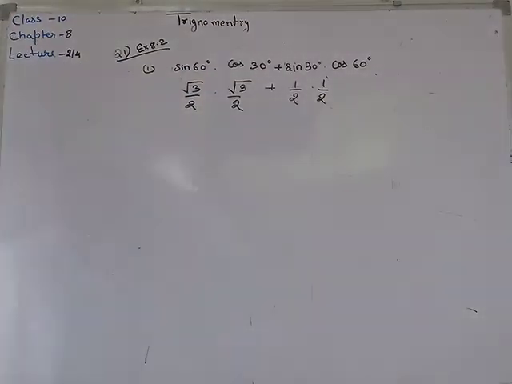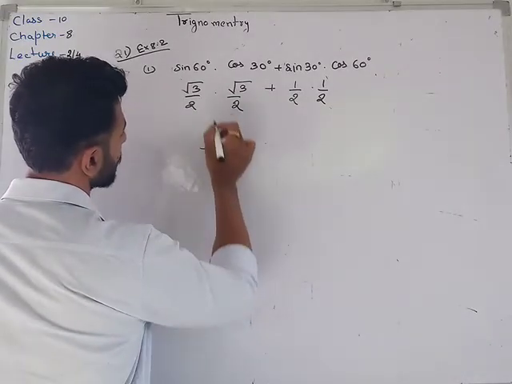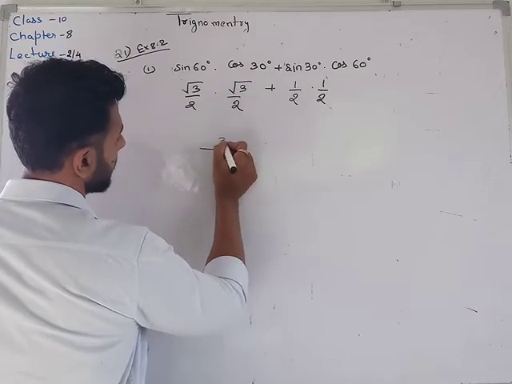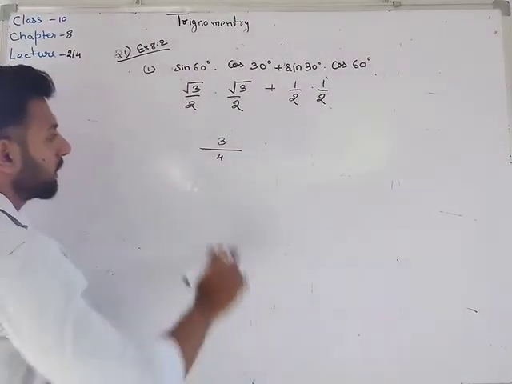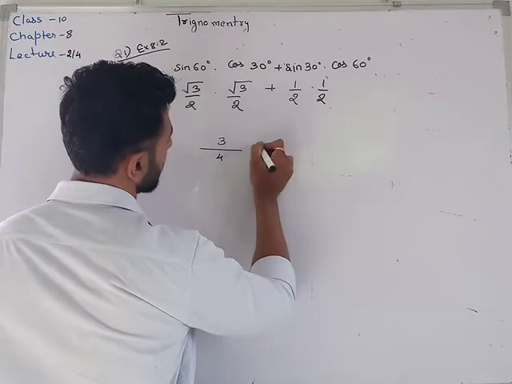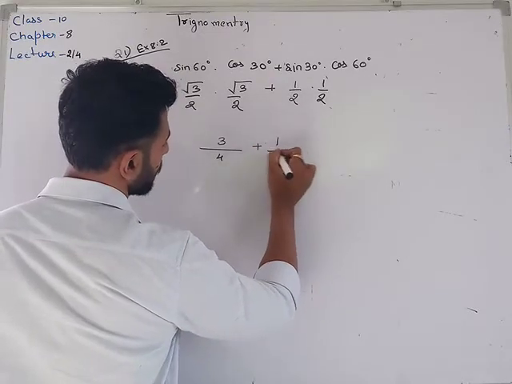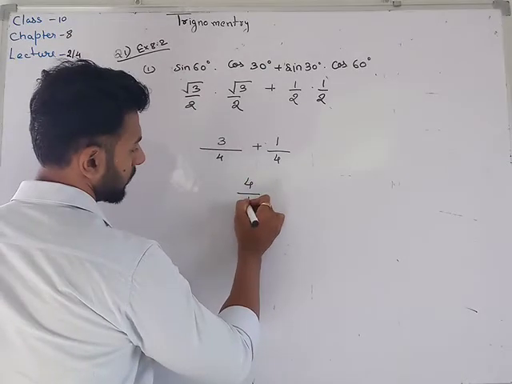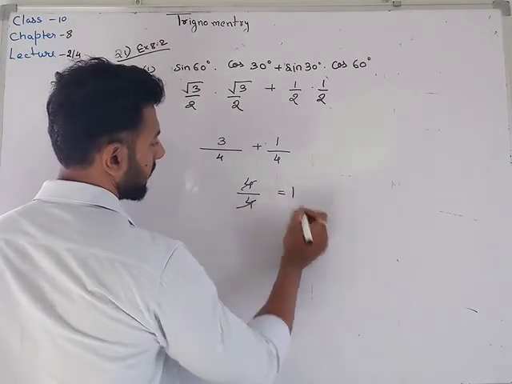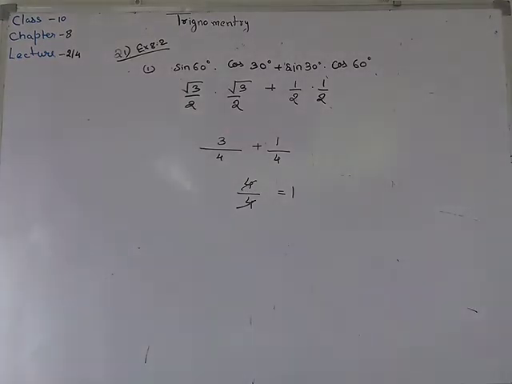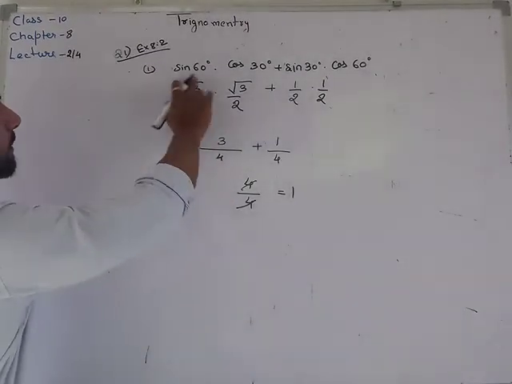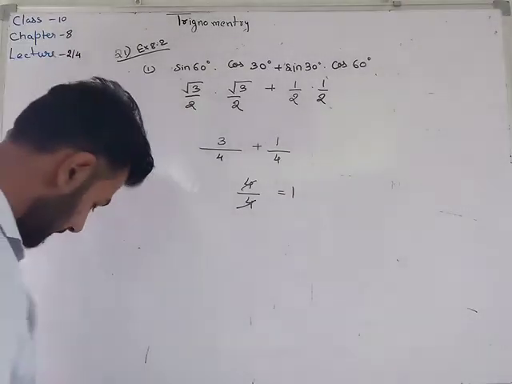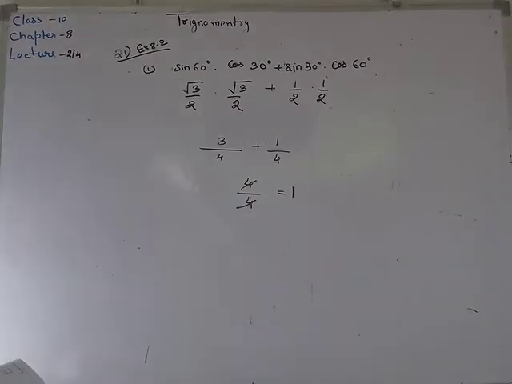Now 2 into 2 will be 4. Root 3 into root 3 will be 3, means root 3 square will be 3, plus 1 into 1 is 1, 2 into 2 is 4. Solving this further, 4 by 4 cancel out, we will be getting the value 1. So in this manner we have to solve the question based on these specific values of angles. Let us move to the next question.